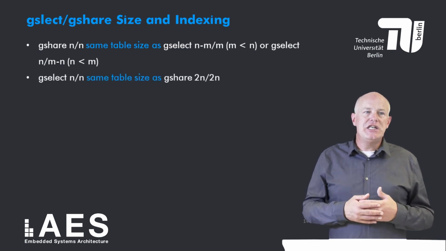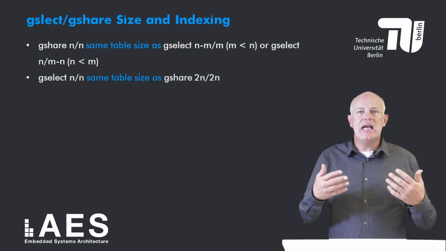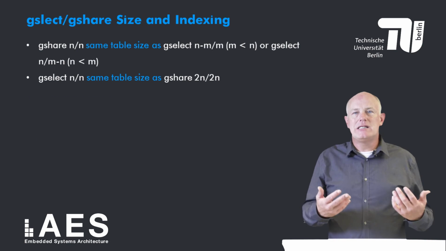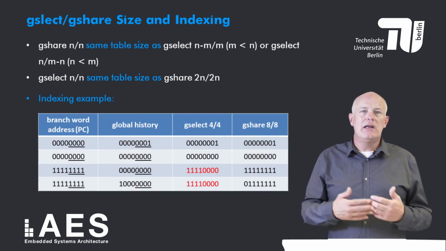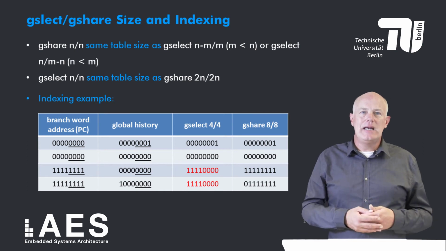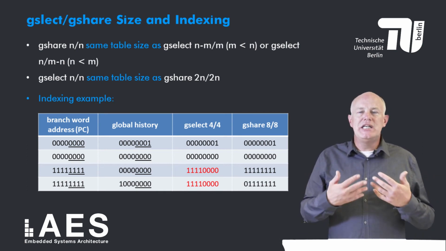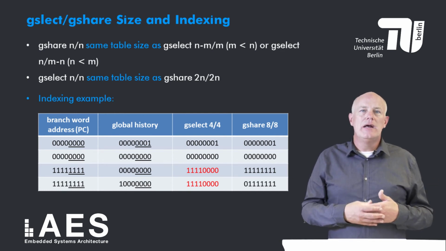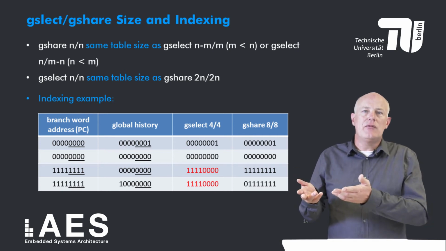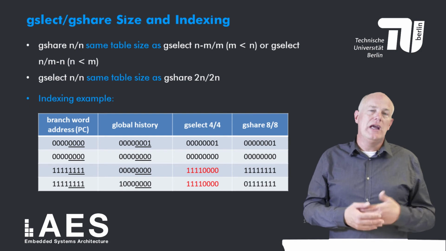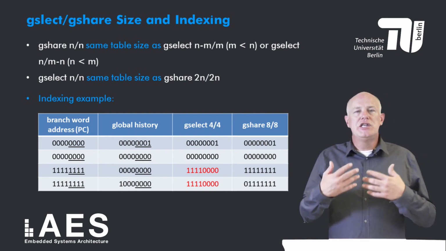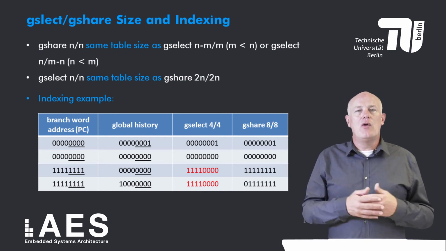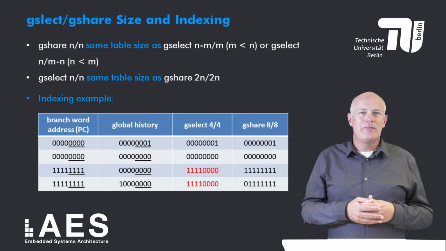First, it can be seen that gshare n/n uses a table that has the same size as the table used by gselect n-m/m when m is less than n, or as the table used by n/m-n when n is less than m. Second, the table used by gselect n/n has the same size as the table used by gshare 2n. Gselect n/n concatenates n bits from the PC with n bits of global history to obtain a 2n-bit index. Gshare 2n on the other hand XORs them and therefore also uses a 2n-bit index.